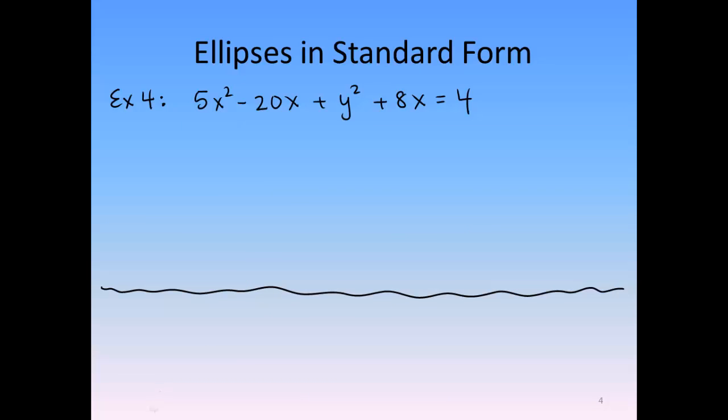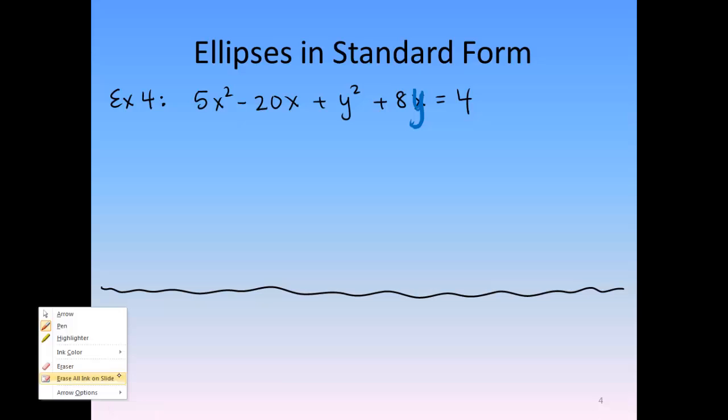All right, example number 4. All right, I made a mistake here again. Let's already go ahead and change that before you write it down. It should be 8y. And we're going to go ahead and separate our x's and y's, which will be our first step always.